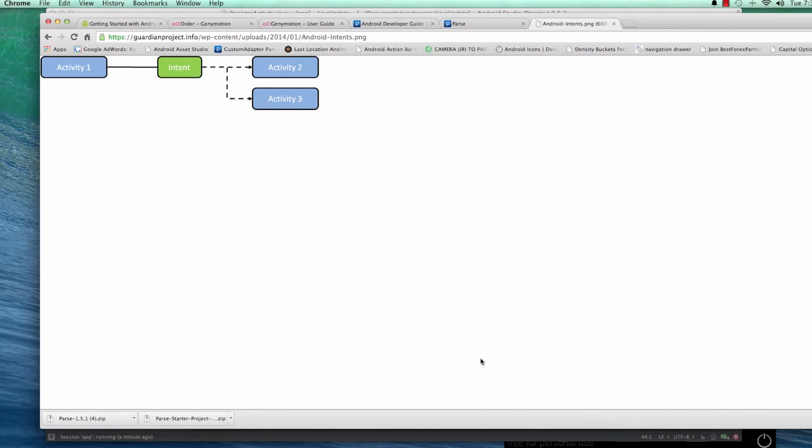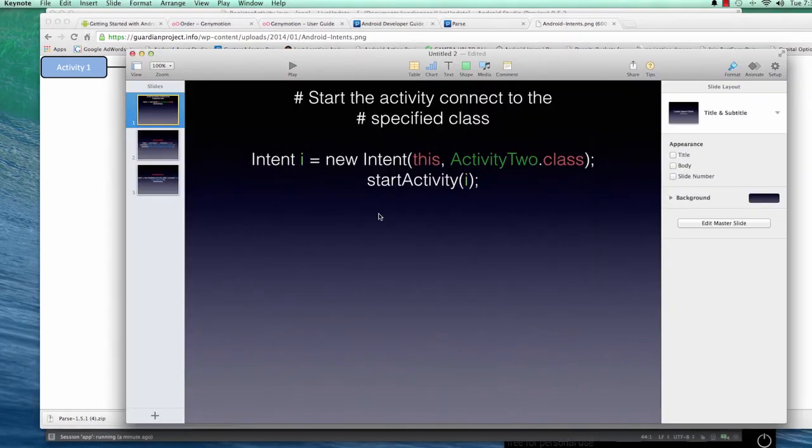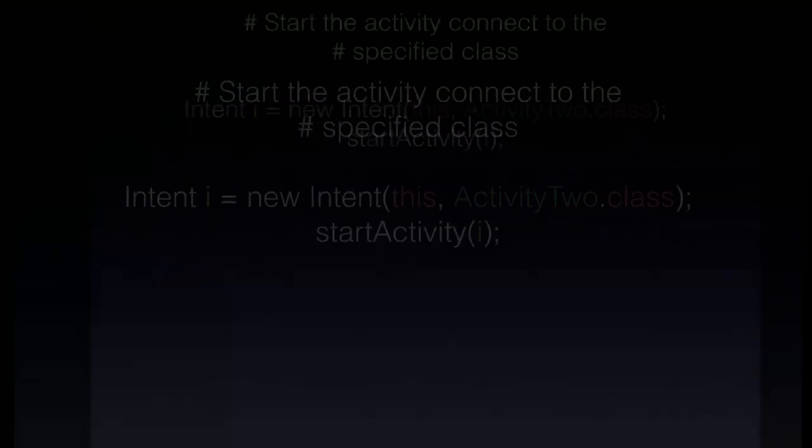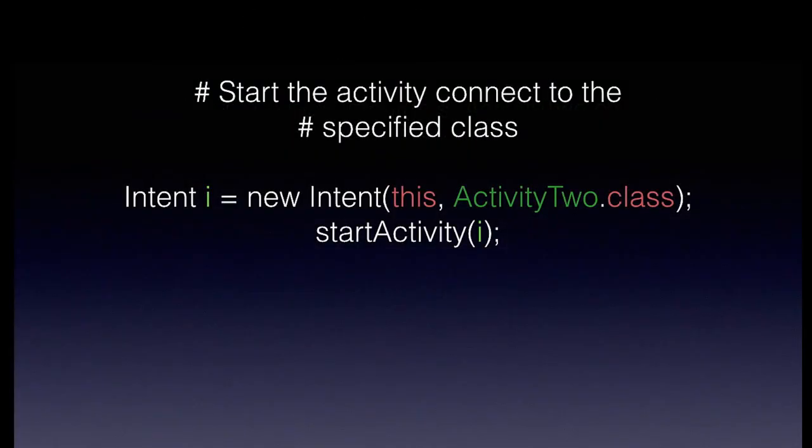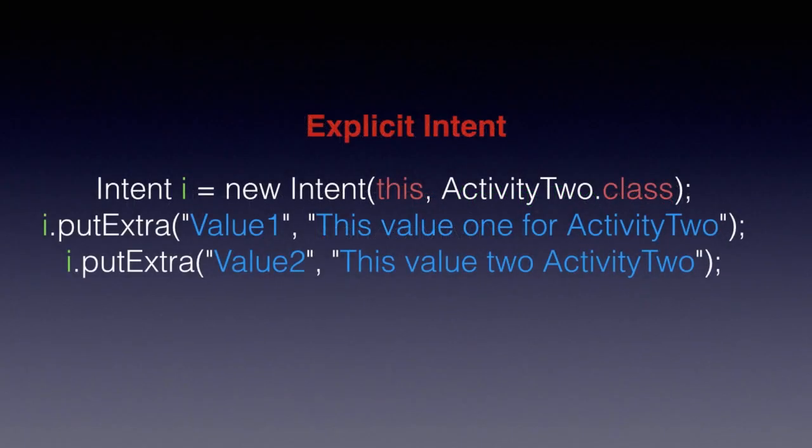There are two types of intent. There's explicit intent, and I've laid out the intent for you here in a slide. This is how intents are written. You have the context, that is this context, which takes two parameters: the context and the class or the activity that you're trying to go to. Explicit intent can also be used to pass data to another activity. For example, this one is passing some values to Activity 2 from the current activity.